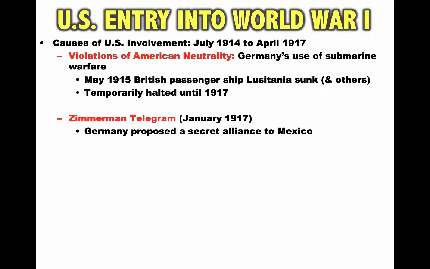Another reason for U.S. entry into World War I is the Zimmermann Telegram. In January of 1917, Germany proposed a secret alliance to Mexico. In this deal, Germany promised Mexico the opportunity to retake land previously belonging to Mexico prior to the Mexican-American War.